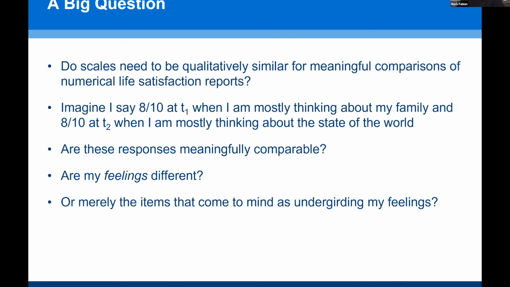So if I say I'm 8 out of 10 at time 1, when I'm mostly thinking about my family, and 8 out of 10 at time 2, when I'm mostly thinking about the state of the world, are those responses meaningfully comparable? And I think a key thing here is, well, are my feelings the same between these two periods? And the only reason why the scale changes is because what's coming to salience in my thinking is different, but my feelings are the same. And then there's a question of whether these scales are tapping those consistent feelings or not.